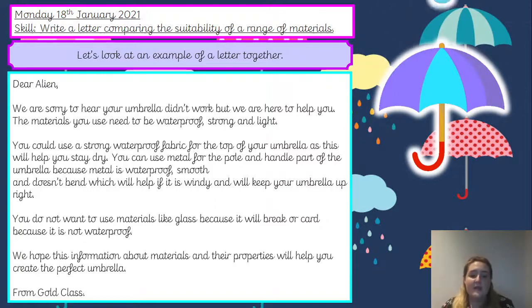You could use metal for the pole and handle part of the umbrella, because metal is waterproof, smooth and doesn't bend, which will help if it's windy and will keep your umbrella upright. So we don't really want the umbrella flopping over, do we? That would be very useful. You do not want to use materials like glass because it will break, or card because it is not waterproof. We hope this information about materials and their properties will help you create the perfect umbrella from Gold Class. Okay.